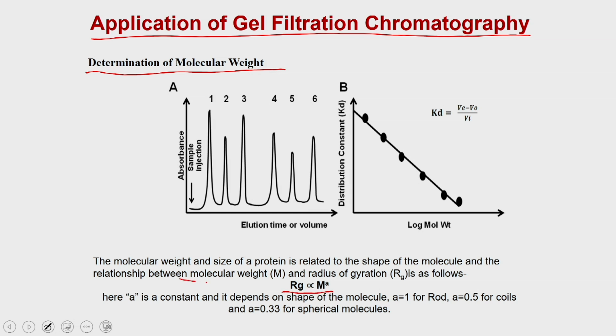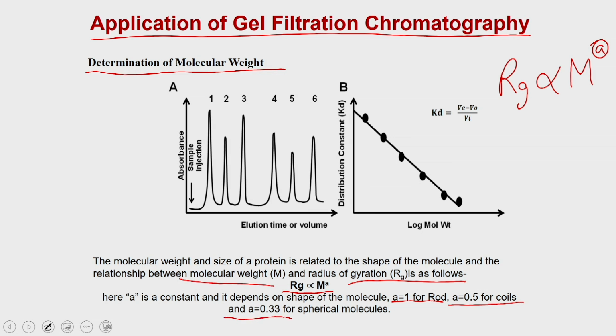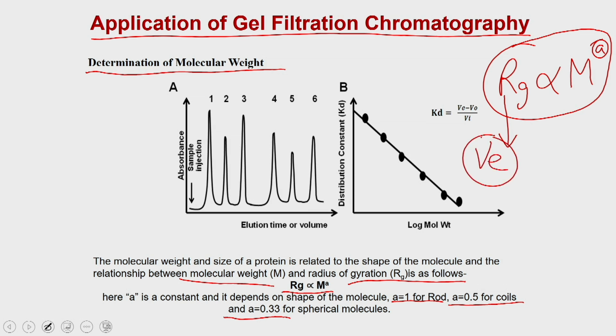This is the formula. The molecular weight and radius of gyration are related, which means Rg is directly proportional to M^a, where a is a constant which depends on the shape of the molecule. a is 1 for rods, a is 0.5 for coils, and a is 0.33 for spherical molecules, which means if you plot a graph between radius of gyration versus the molecular weight, and the radius of gyration is directly proportional to the elution volume or VE. This means the VE is going to be inversely proportional to the molecular weight.